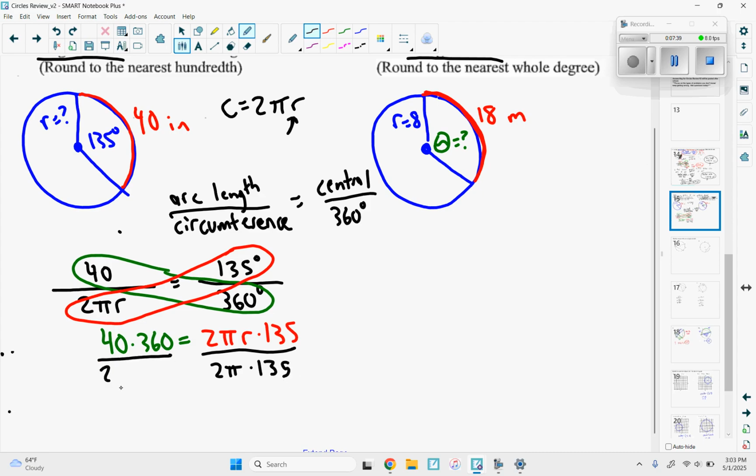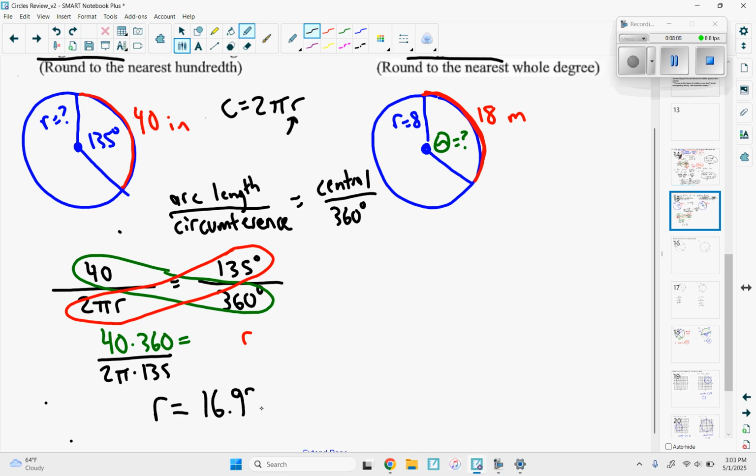And I'm going to do the same thing here to balance this out. All right. And the 2, the pi, the 135 all cancel out. And I'm left with r on my right side. And plug that into my calculator on the left side. And I get a radius of about 16.98 inches.